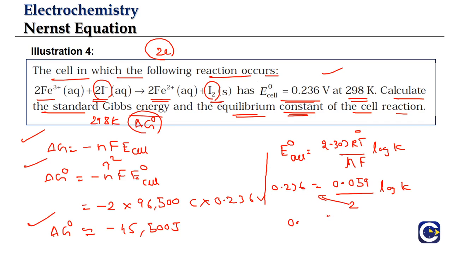So on bringing it to this side, we have 0.472 by 0.059 will be equal to log K. On simplification we will be able to find the value of the equilibrium constant K. We can use log tables to get the value of K. So this is how we can find the equilibrium constant of the cell reaction. While solving problems like this, we may be required to use the logarithmic tables.